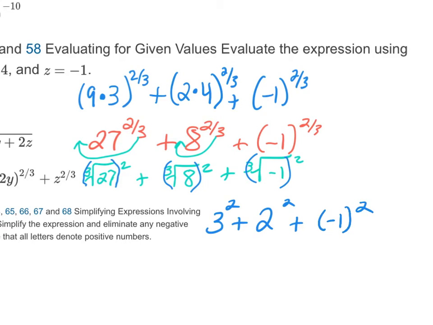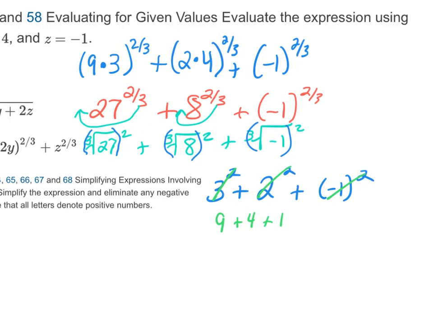All right, what's 3 squared? 9. What's 2 squared? 4. What's negative 1 squared? 1. What's 9 plus 4 plus 1? 14. Perfect.